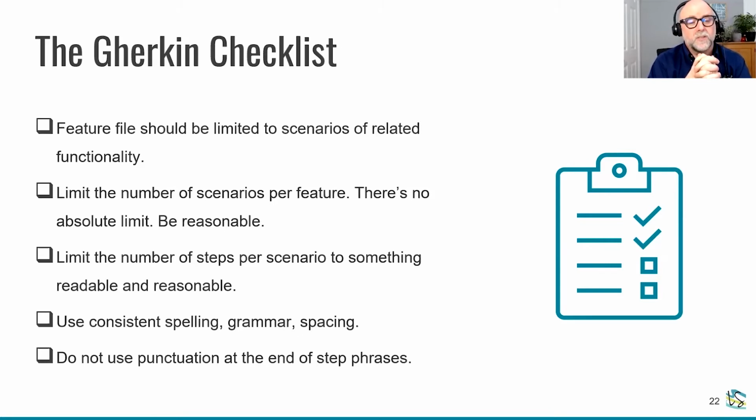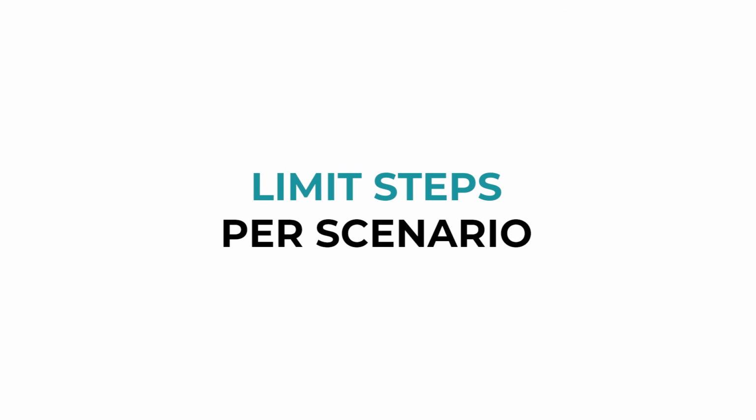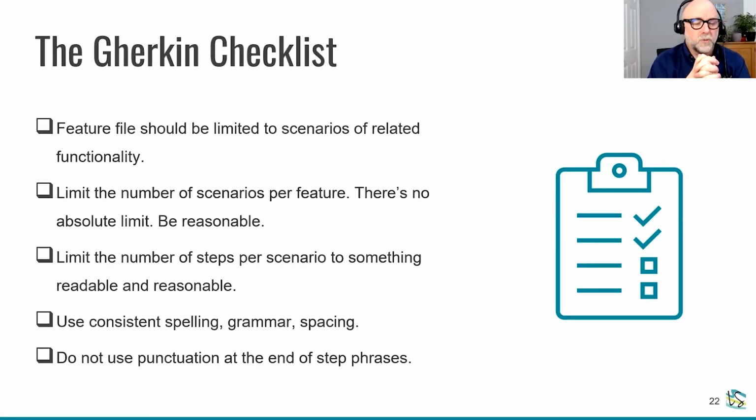The next one is limit the number of steps per scenario to something readable and reasonable. Again, some people would like to impose some limit of, say, 10 or 20 steps per scenario, even though I've seen scenarios that go well above 100, and that's even well beyond reasonable. I wouldn't want to impose any kind of hard number. Just do something that makes sense for you and your team.